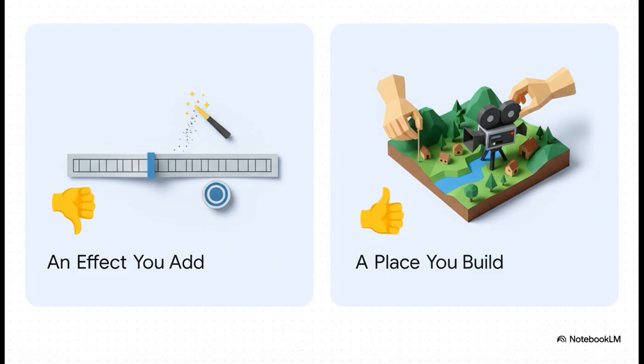And this slide nails the difference perfectly. Unreal is not an effect you add. It's a place you build. You have to stop thinking about it like a plugin. Instead, think like a director on a real film set. First, you build the world. Then, you light that world. And then, you bring in your virtual camera and start filming inside it. As soon as you make that little mental flip from effect to place, the whole thing just clicks.